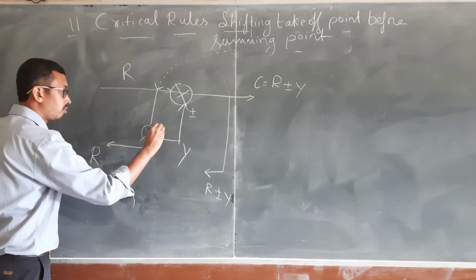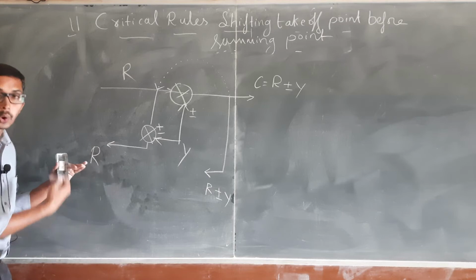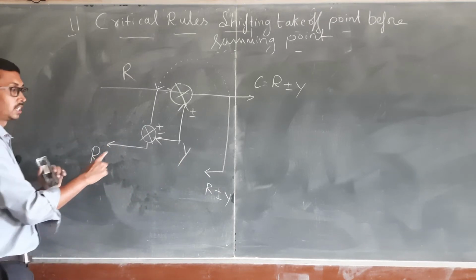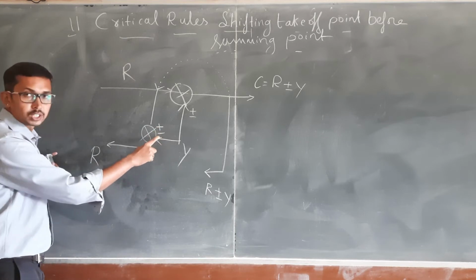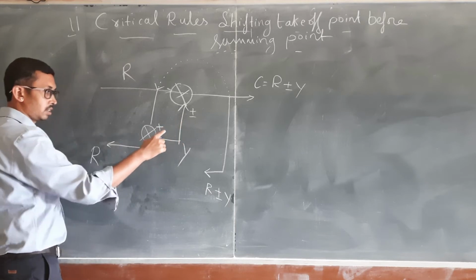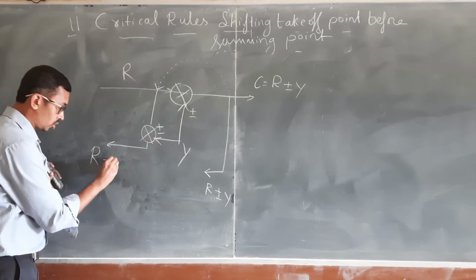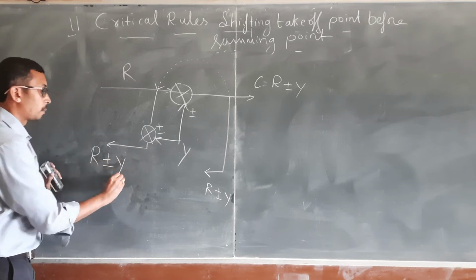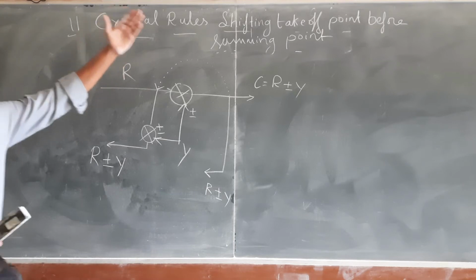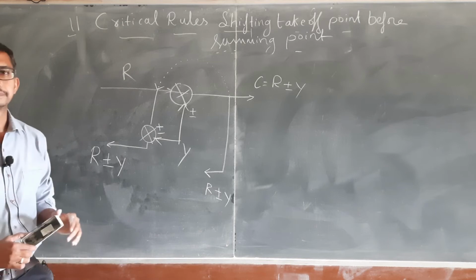So with the symbol of what? Plus or minus only. That means I need to add this component over here. That's why it is plus or minus only. If it is plus, here also plus. If it is minus, over here also it will be minus. Then I am going to get the output as r plus or minus y. Okay, so this is what? Shifting the takeoff point before the summing point.